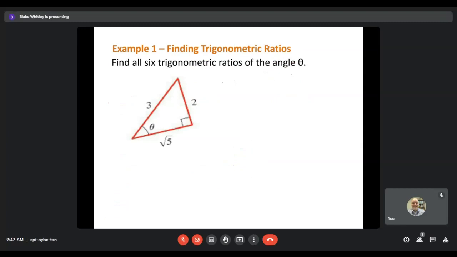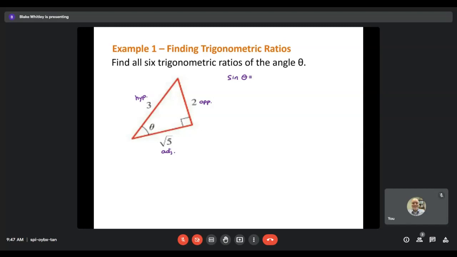All right, so let's take a look at example 1. We want to find all 6 of those trig ratios for the angle theta that's given in this triangle. Okay, so I'm going to start with sine. So we'll say sine of theta. And so notice here, our theta is down in that lower left-hand corner, which means the opposite side is going to be the 2. The adjacent side is going to be the square root of 5. And our hypotenuse this time is going to be 3 because it's across from that 90-degree angle.